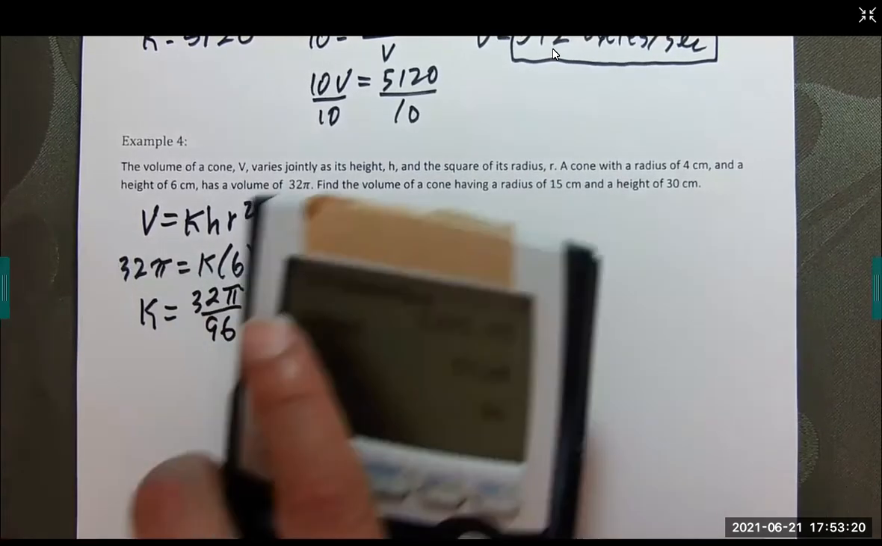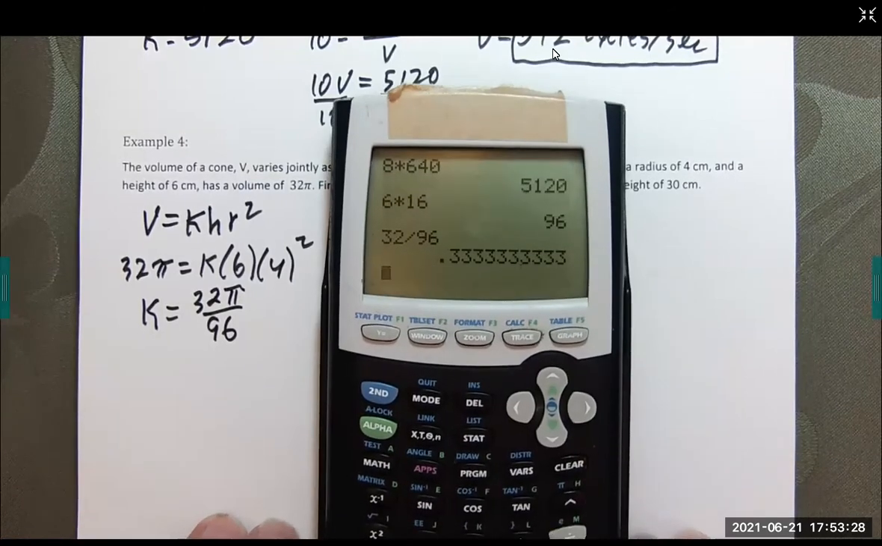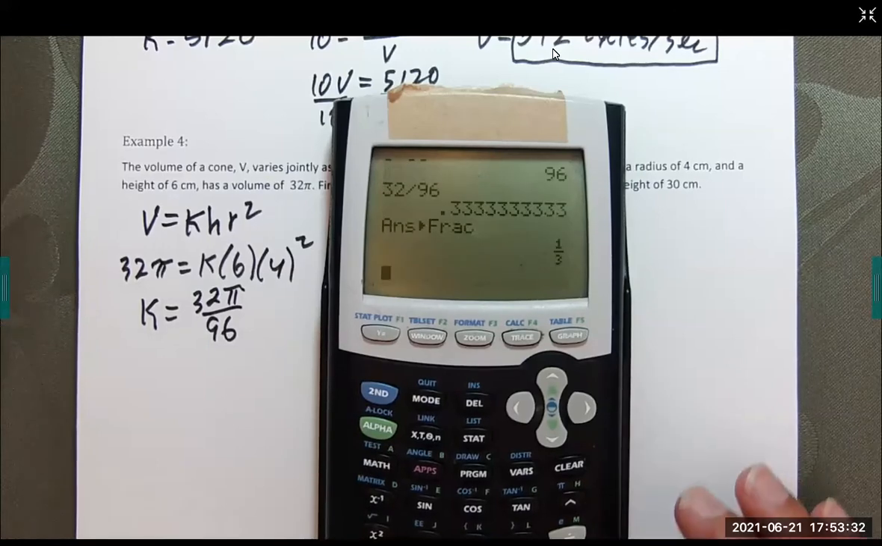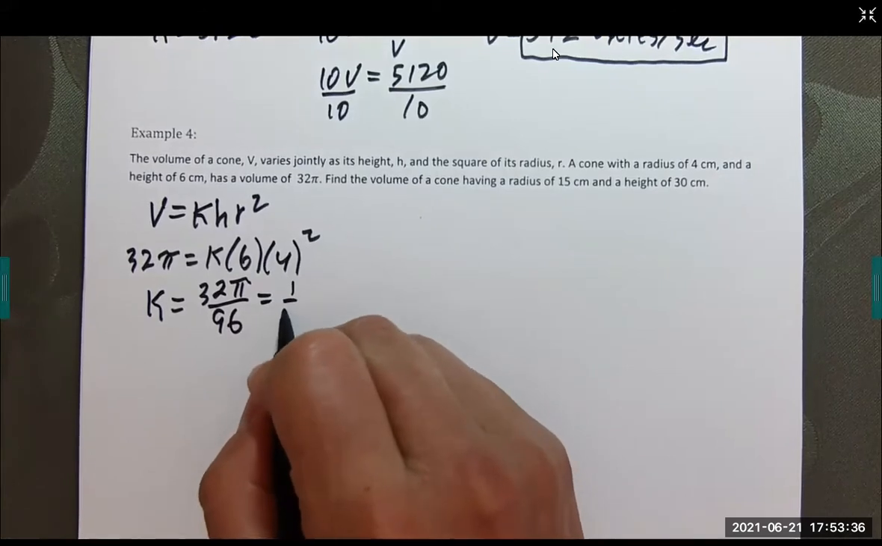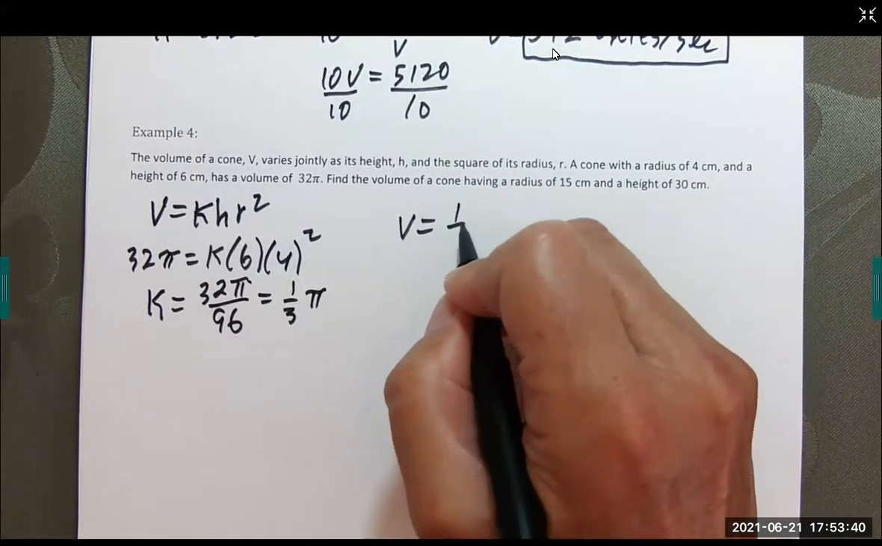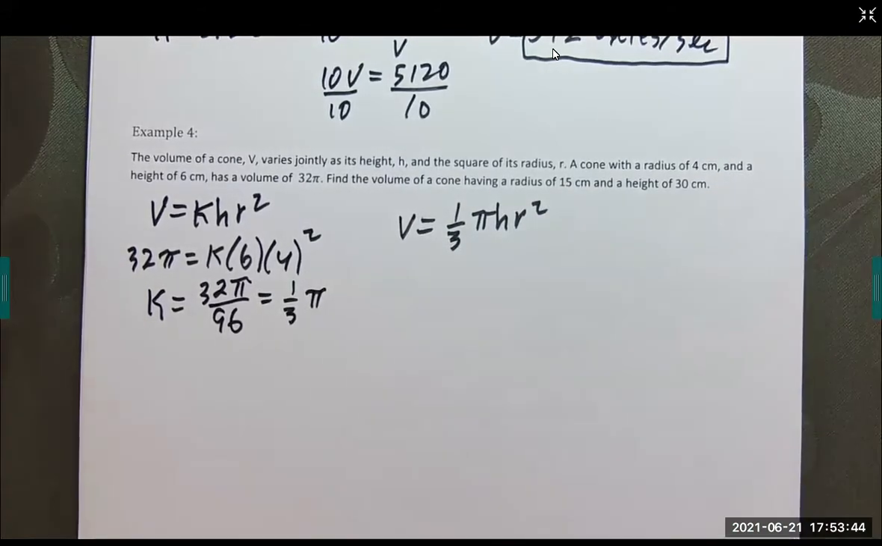That's going to reduce. I'm going to use that reducing trick again. So 32, don't worry about the pi for now, divided by 96. And then I taught you that trick where we can just hit math, change to a fraction. There it is. So this is 1/3 pi, which means V is now 1/3 pi h r squared. And by the way, that really is the formula for the volume of a cone.